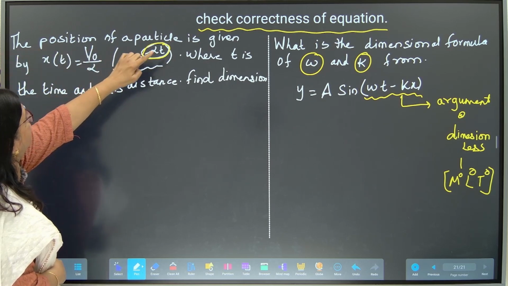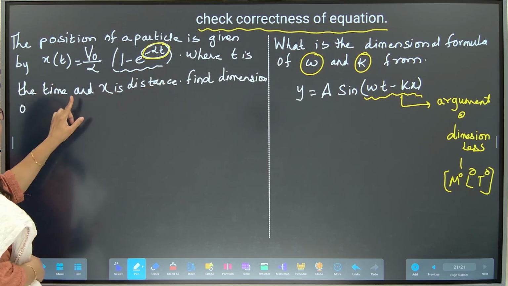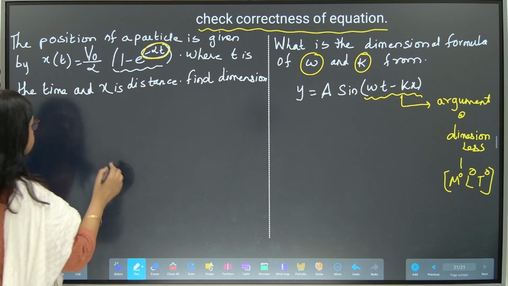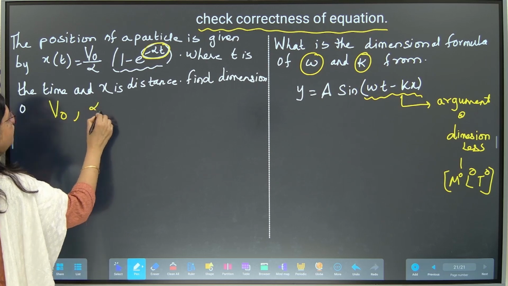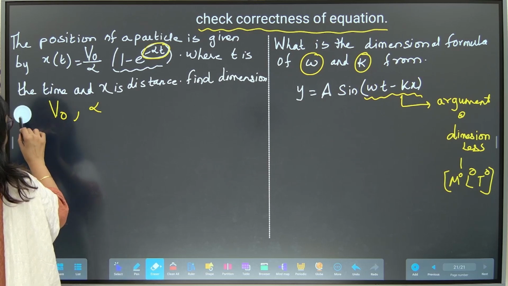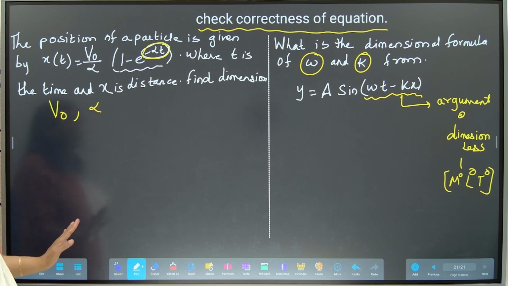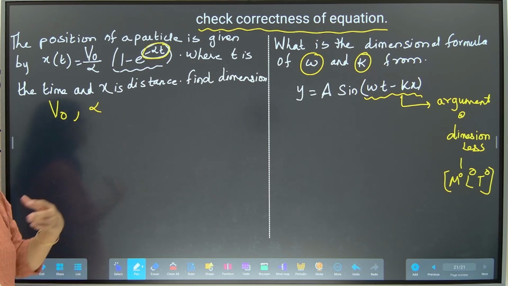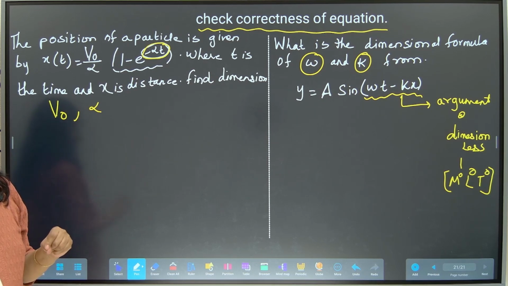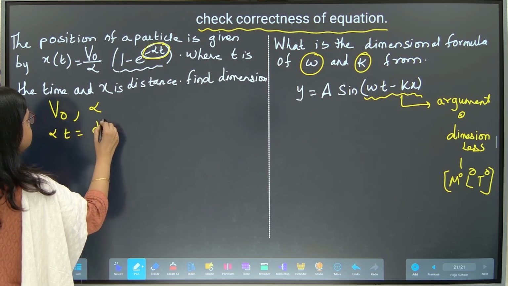The position of a particle is given by the expression where t is the time and x is a distance. Find the dimension of v naught and alpha. That is our question. Now, as I already said, we have to find our own track. So let me go to alpha t, which is dimensionless. Okay, so let me write alpha t is dimensionless.